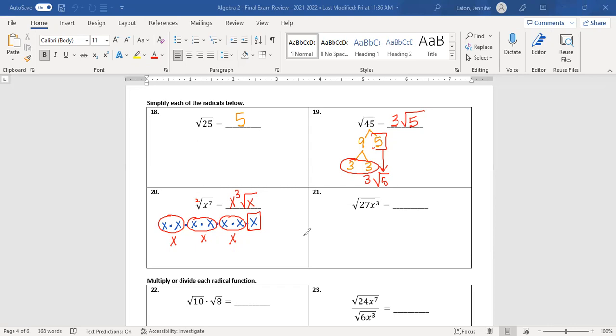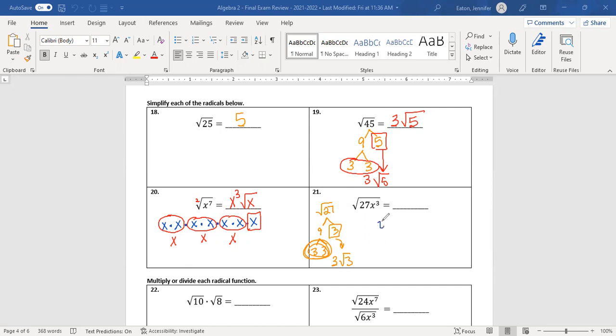For number 21, we have a number and a root, and a variable, right? So we're going to just do those separately. We can do the square root of 27, same thing as we did for number 19. We say two numbers that multiply to 27. I say that's 9 and 3. 9 becomes 3 and 3. Here's a pair of 3s, so we say 3 on the outside. This 3 is single, so 3 stays on the inside. So when we simplify the square root of 27, we have 3 root 3.